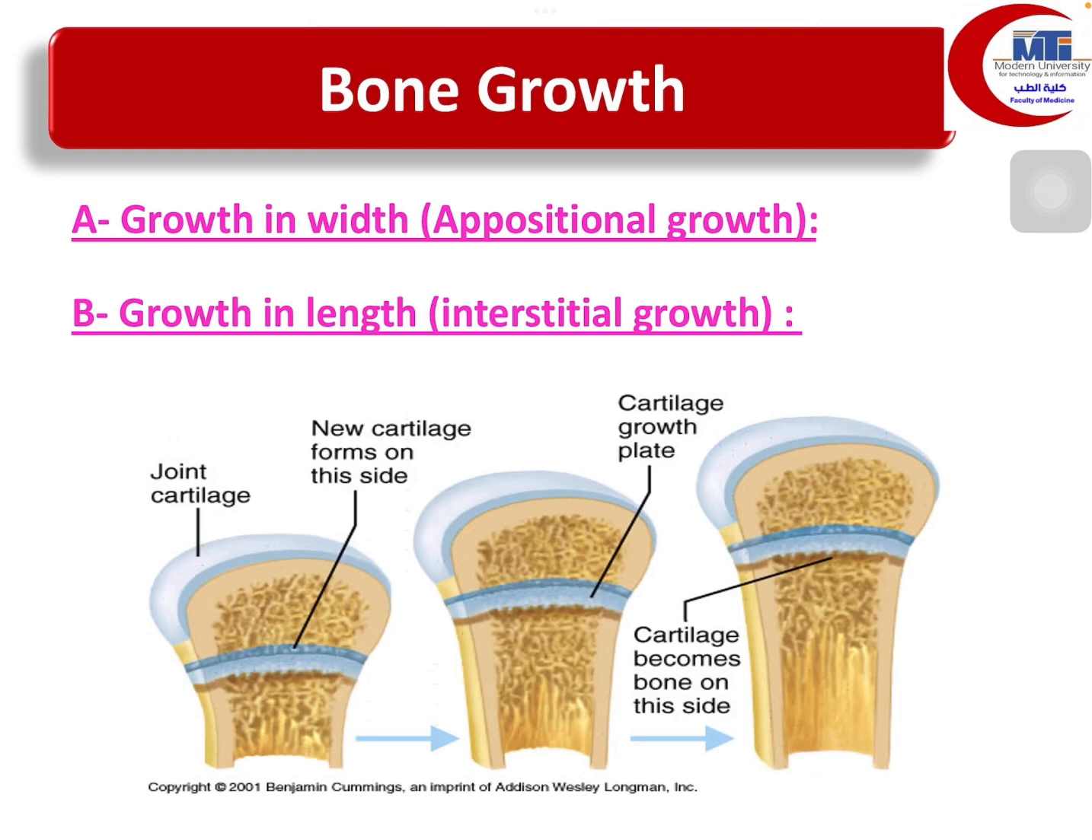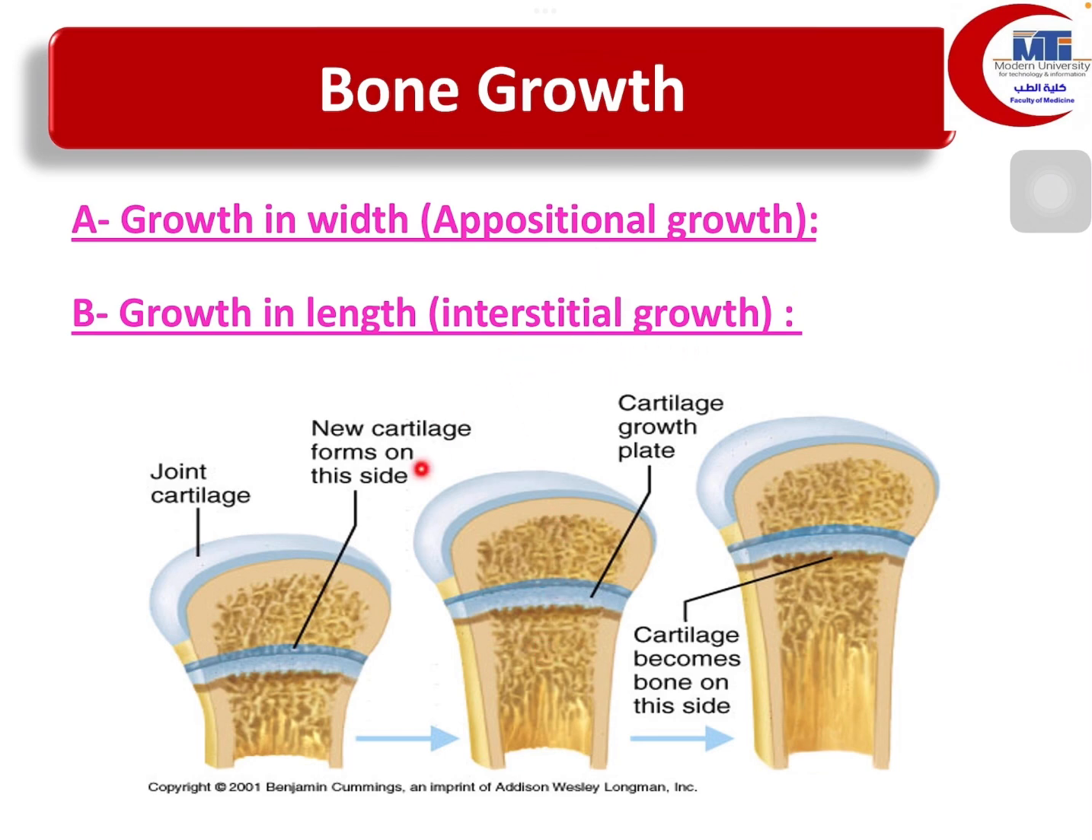Let's now discuss bone growth. For the growth of bone, we will take a long bone as an example. It grows in two directions: either in width, where the bone enlarges in diameter, and this is called appositional growth; or the bone grows in length, and this is termed interstitial growth.